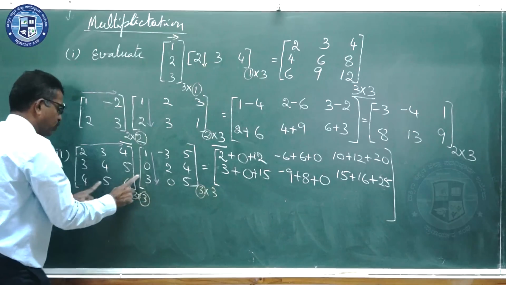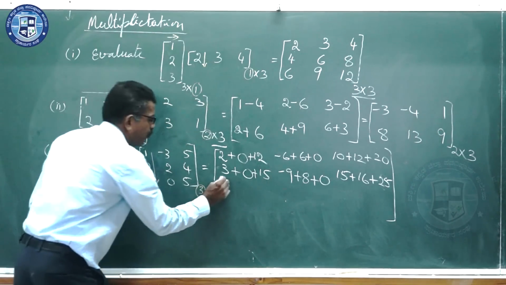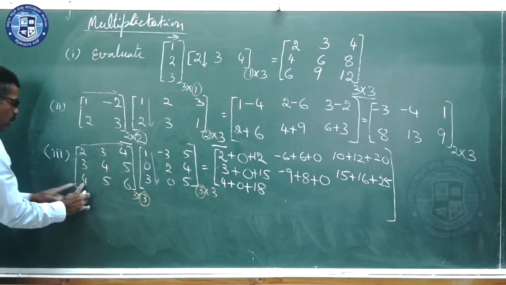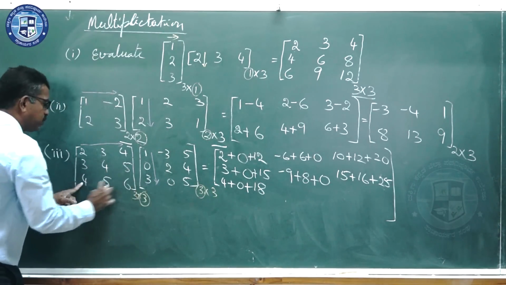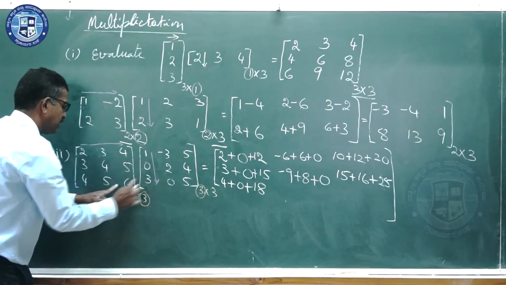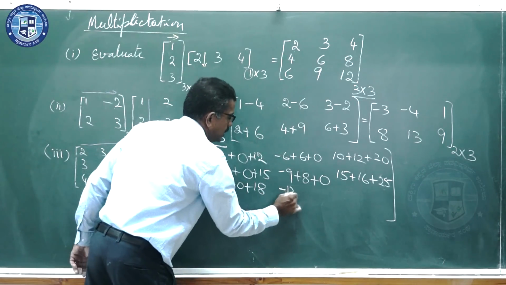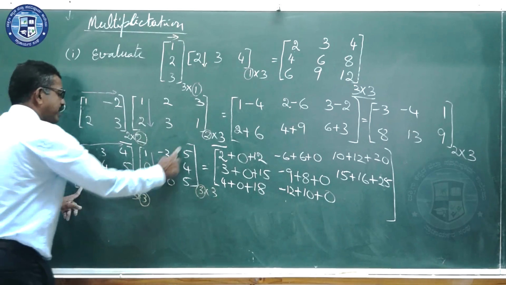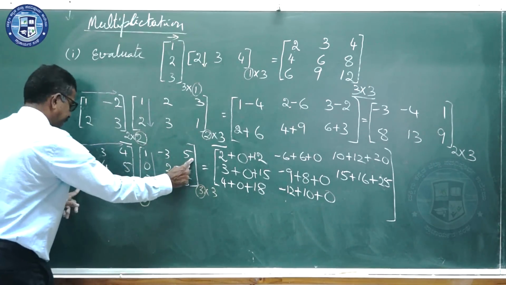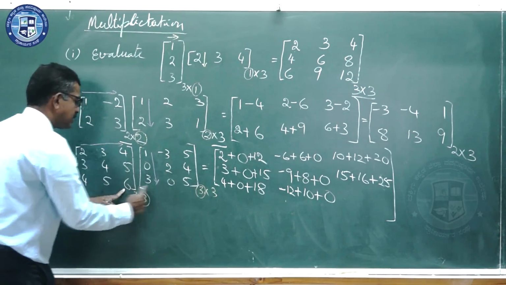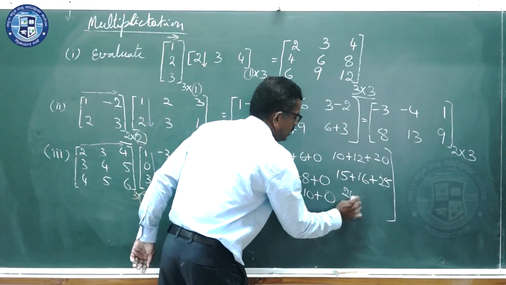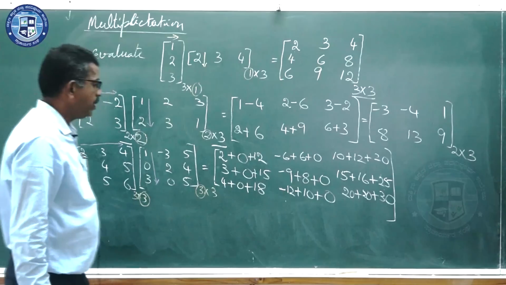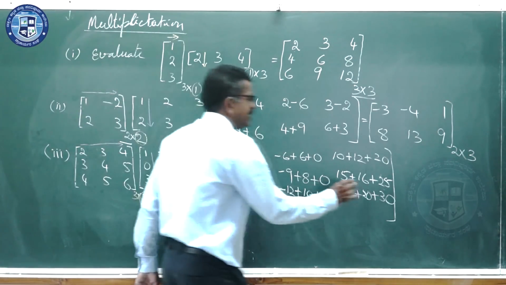It is, first one is 4, second is 0, third one is 18. 4 plus 0 plus 18. I think you understood. Okay, this into this one, it is minus 12 plus 10 plus 0. And the third row with the third column, it is 20 plus 20 plus 30. So this will be the resultant, and you write the final matrix therefore.